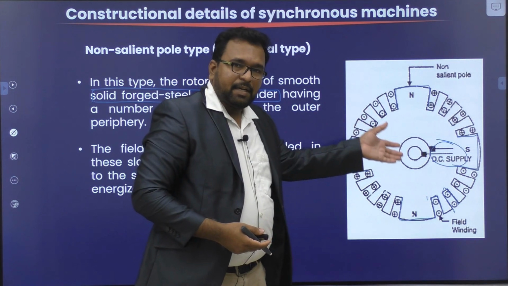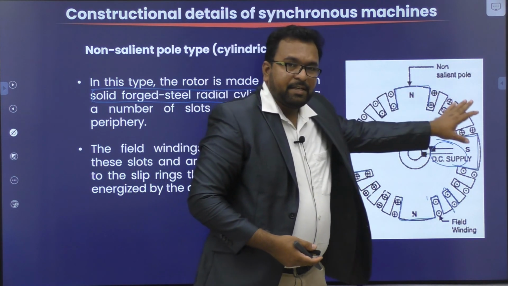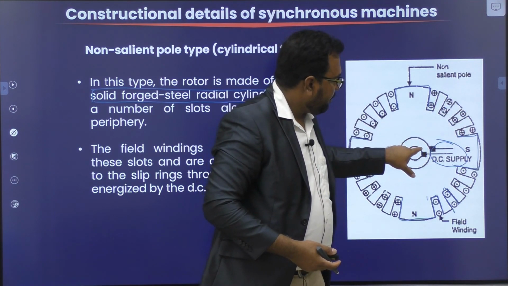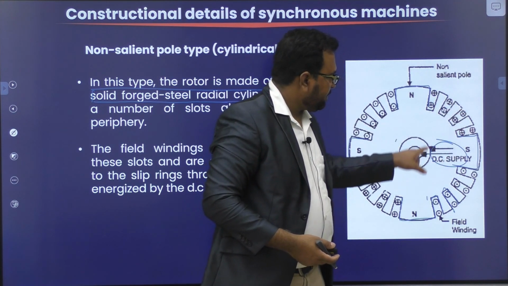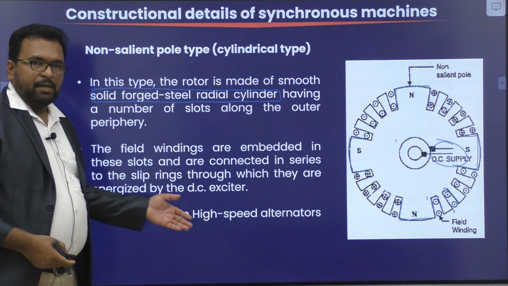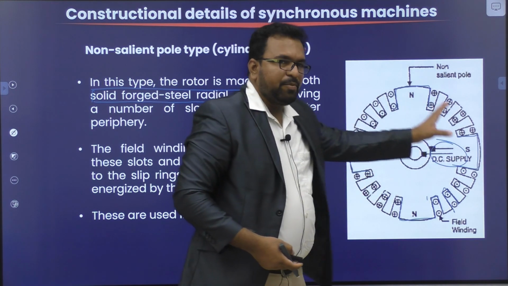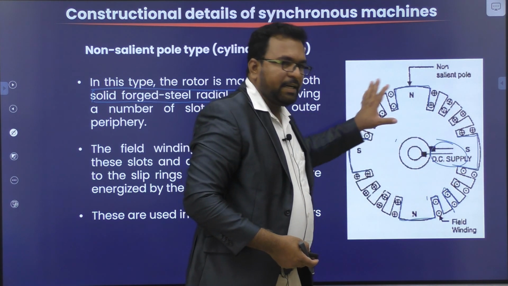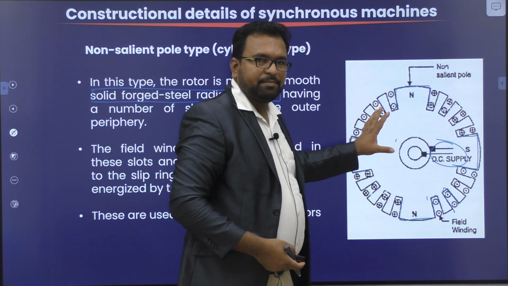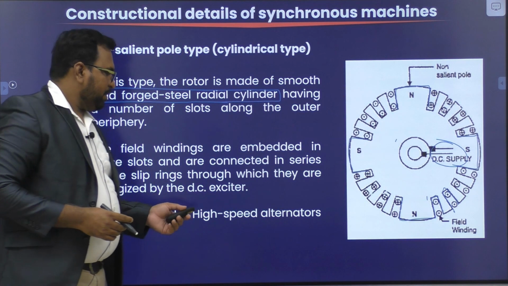Just like the connection in the salient pole type, in the case of non-salient poles also, the field winding is connected in series, and that series connection is provided DC supply by means of these slip rings. These are used in high speed alternators because it is cylindrical in shape and there is uniform distribution of flux, so there is no mechanical stress existing between the conductors. That's why we can use the cylindrical rotor construction at high speeds.